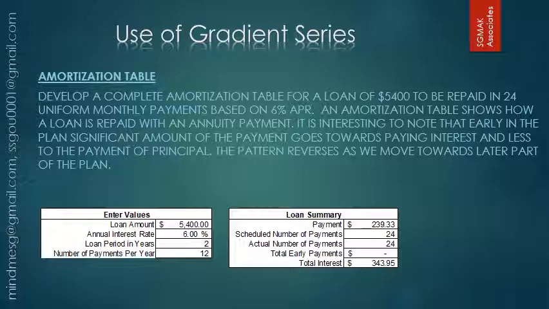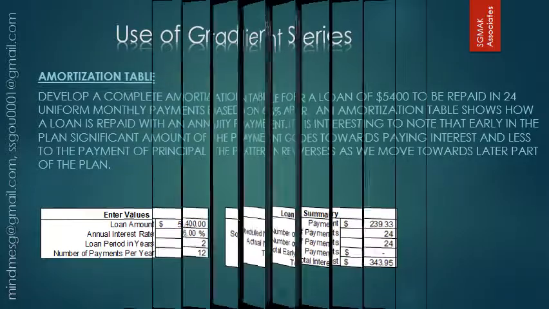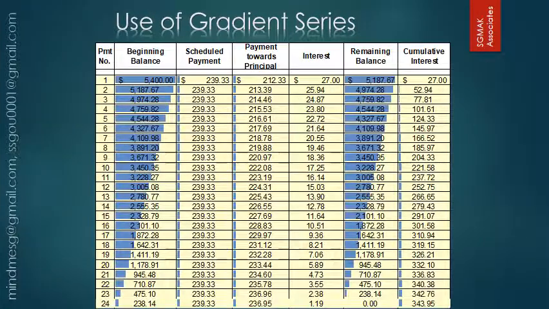So your loan amount is $5,400, annual interest at 6%. You're paying in 2 years, number of payments per year is 12, so 24 payments. Your monthly payment, by calculating the loan recovery factor, is $239.33, and you'll be paying 24 such payments. An important thing in the amortization table: there are 24 rows, one for each month. Each month, look at the columns: you have a beginning balance, a scheduled payment, a payment towards principal, an interest payment, remaining balance, and then the last column is cumulative interest.